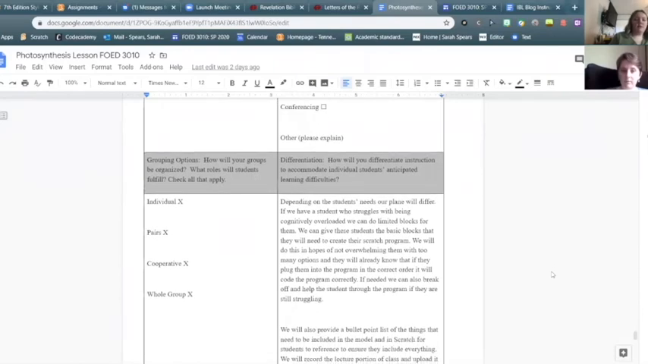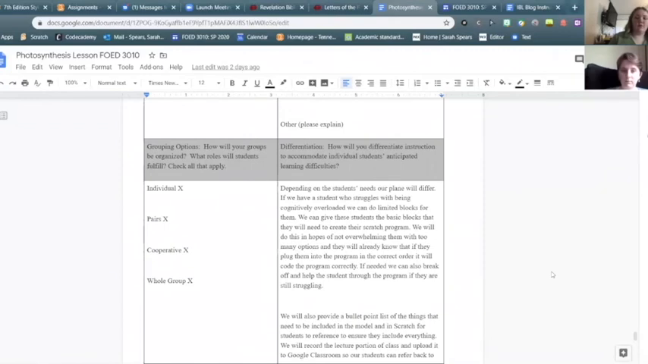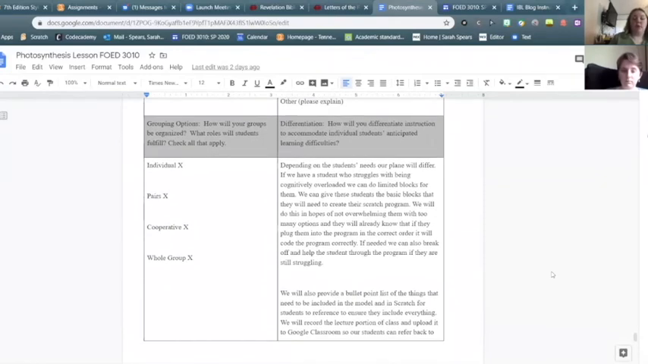The grouping options that we're going to be using is all of them. So they'll be working individually on Scratch. They'll be working in pairs, also as a cooperative, so that they're working in groups. They're learning how to work with others. They're getting more ideas for a better product. And then they'll also be in whole group. We'll do that in lecture, and then whole group will come in when we're asking them questions using the Socratic method throughout the lesson and the days of that week.